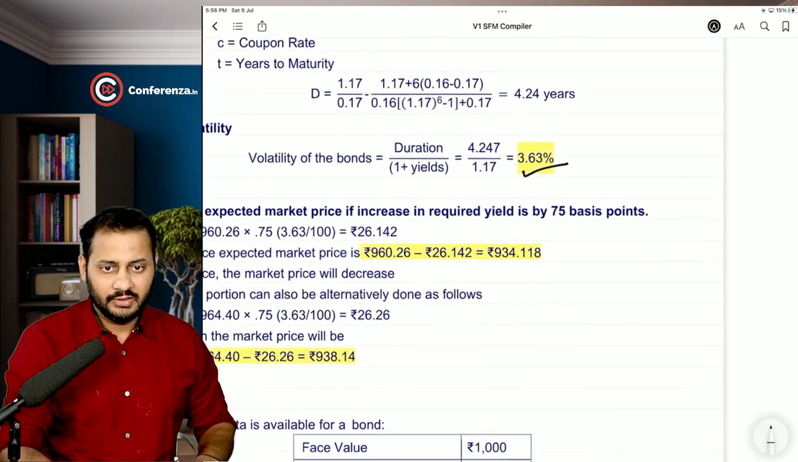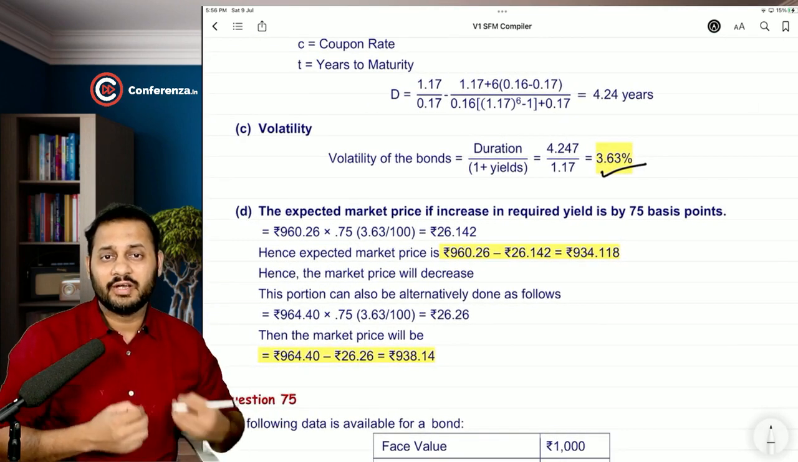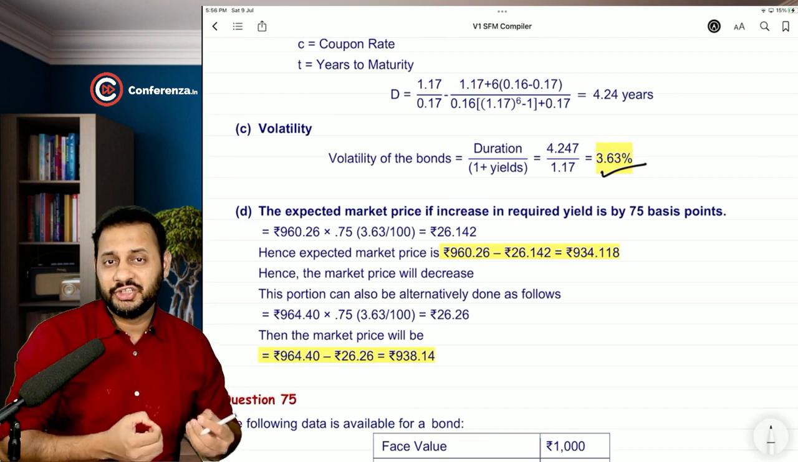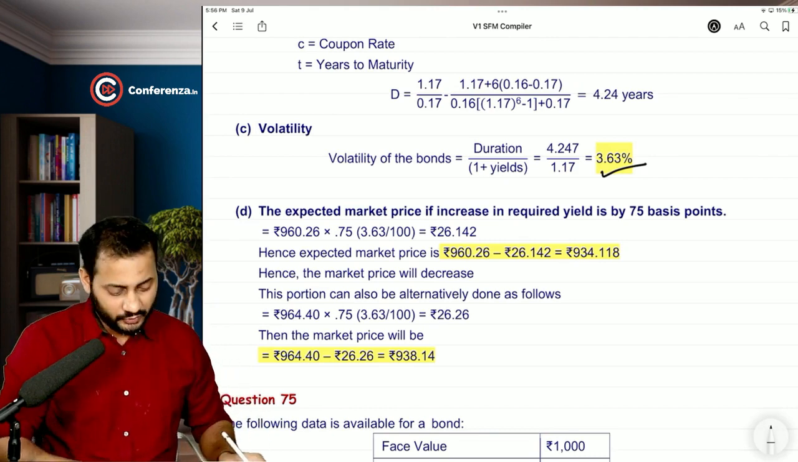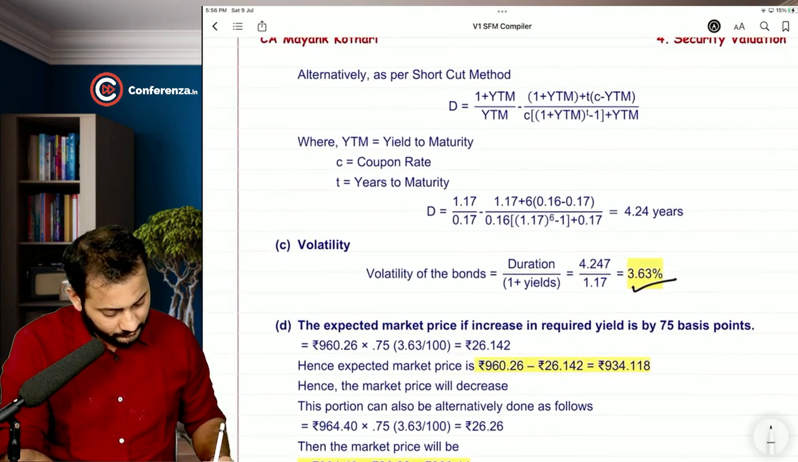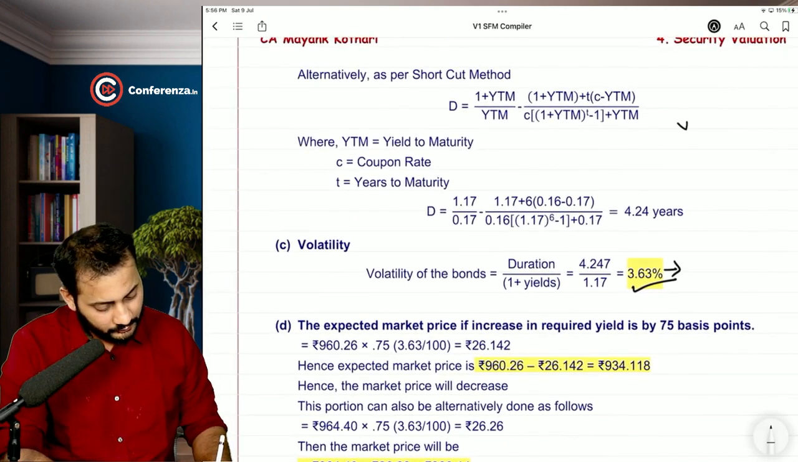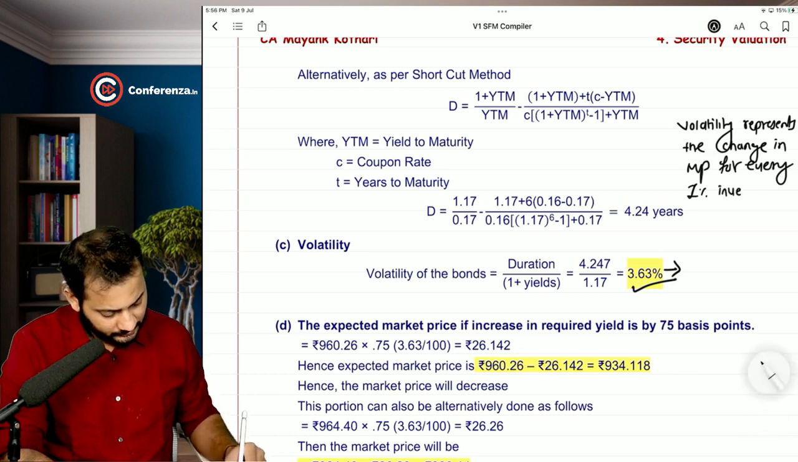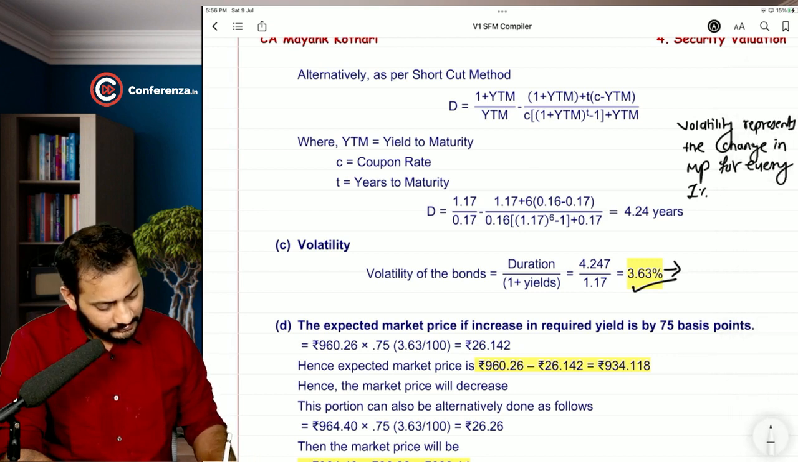Okay. Now we will write down what is the meaning of the volatility. 3.63% will show the market price change when 1% of YTM will change. So write it down along with me. Volatility represents the change in market price for every 1% change in YTM.